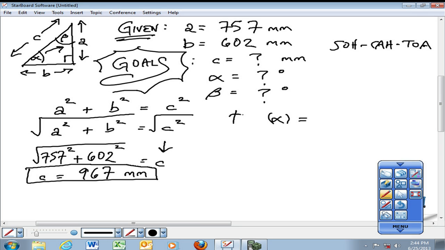Again, just a little blast from the past. I was getting ahead of myself earlier when I was jumping on alpha equals opposite divided by adjacent. That's tangent. Very important. So the idea is opposite of alpha, there's your A, that's your 757, divided by adjacent, which for this example is B. Remember, nothing magical about these letters. They're simply denoting the lengths of the sides. In this case, B denotes the side adjacent to alpha, and that was given to us as 602.